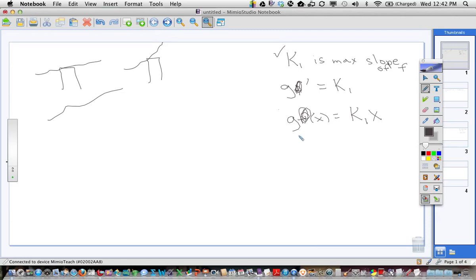So if we had a curve and we found where its max slope was, and we said, what if we had a curve that was that same slope all the time? Of course, that wouldn't be a curve, it'd be a line. Wouldn't that be the equation of a line like that? K1 times x. Again, K1 is the worst case scenario, the steepest the slope ever is.